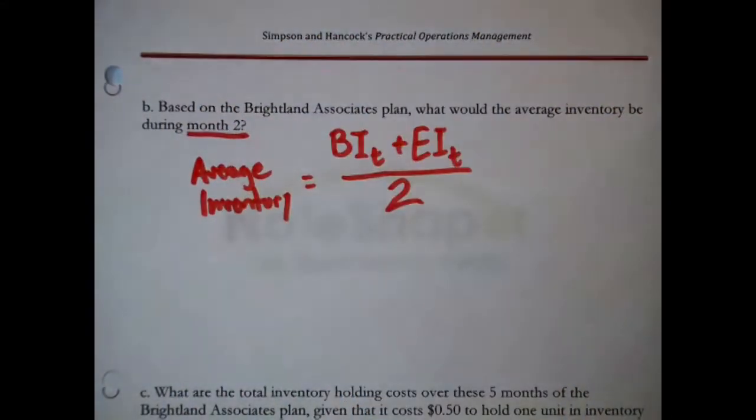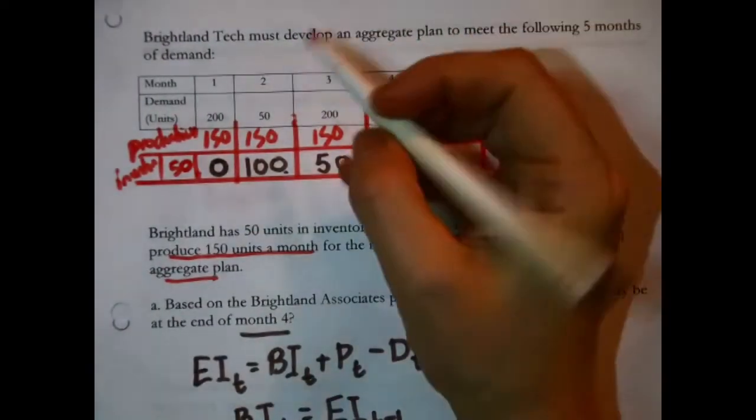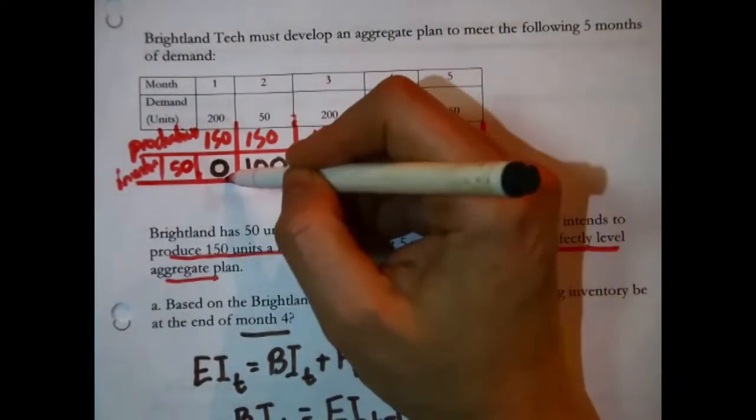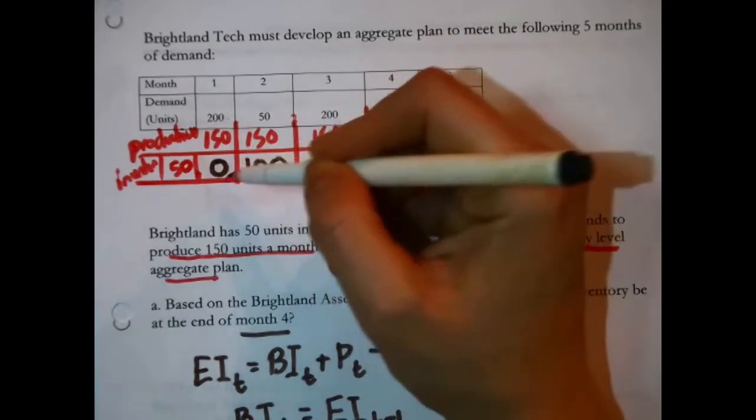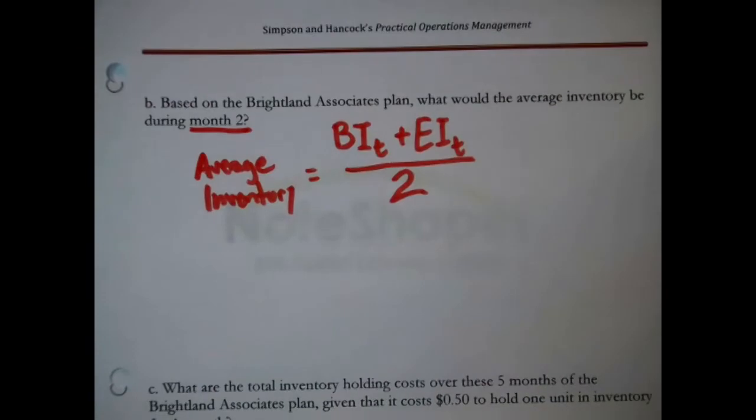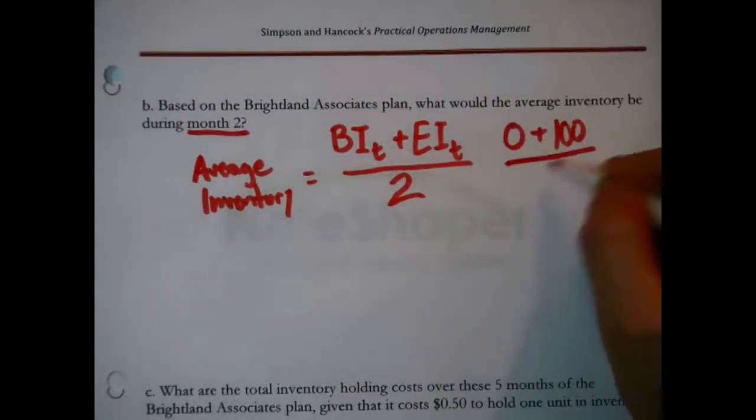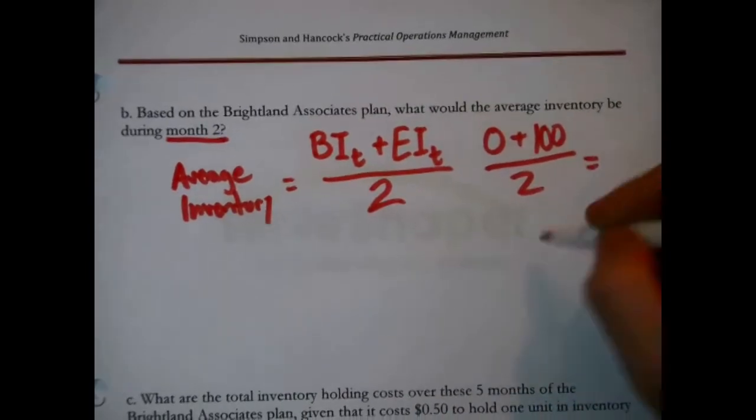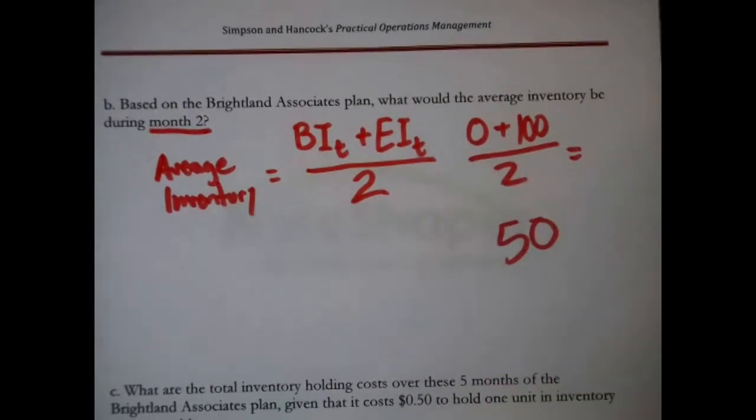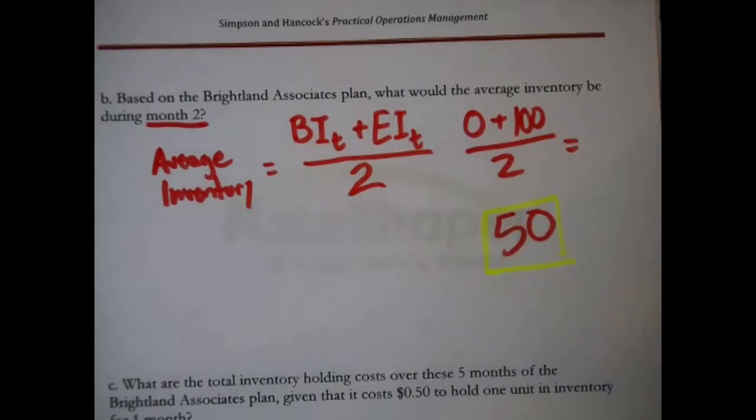Now, to answer this question, which month were they asking? Month 2. Okay, I got to go back to my table and retrieve those numbers. Month 2 begins with nothing in inventory, the ending inventory of the period before, and ends with 100. Those are the two numbers that I need. 0 plus 100 divided by 2 is an average inventory of 50. On average, there'll be 50 units in inventory.